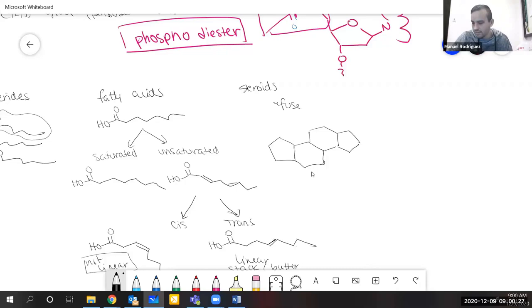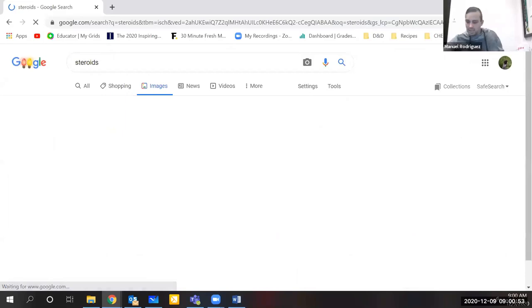And for the questions from the quiz and the final, I'm just going to give you different compounds or different structures and you have to recognize what they are. So I'm trying to give you hints of how to recognize one over the other. So let's look at steroids. See how they look.